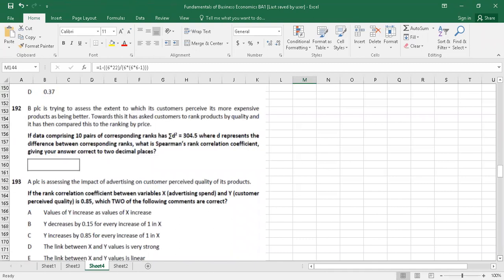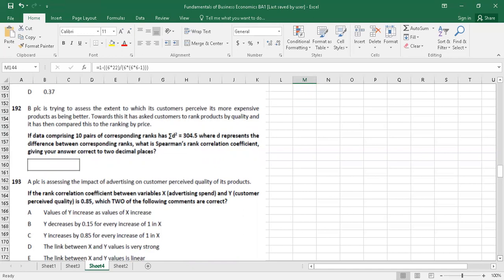192 says BPLC is trying to assess the extent to which its customers perceive its more expensive products as being better. Towards this, it has asked customers to rank products by quality, and it has then compared this to the ranking by price. If data comprising 10 pairs of corresponding ranks has sigma d square equal to 304.5, where D represents the difference between corresponding ranks, what is Spearman's rank correlation coefficient? Give your answer correct to two decimals.